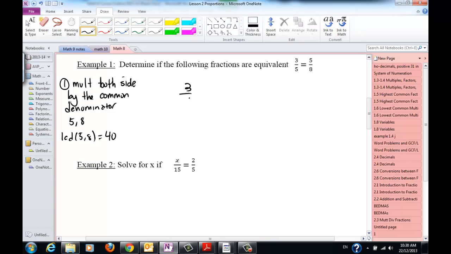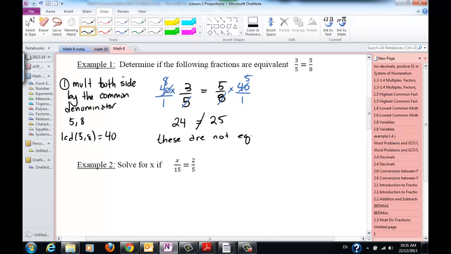Right now I have 3 over 5 is equal to 5 over 8. When I multiply both sides by 40, I'm going to find that the denominator is going to go away, because remember, I can just write this as 40 over 1. And 5 goes into 40 8 times, and 8 goes into 40 5 times. So on the left-hand side of my equation, I end up with 8 times 3, which is 24. And on the right-hand side, I get 5 times 5, which is 25. But 25 doesn't equal 24. And therefore, we say that these are not equivalent fractions.